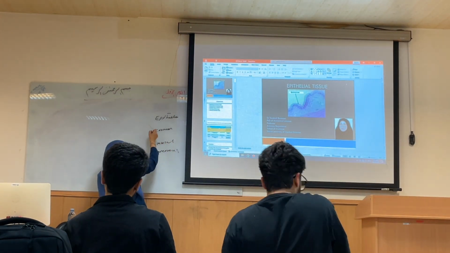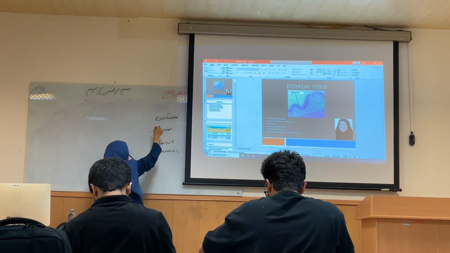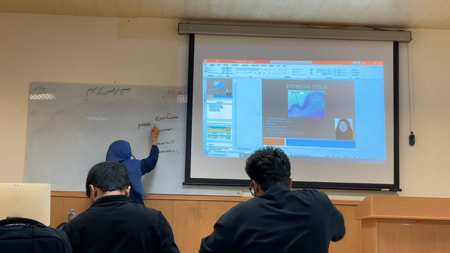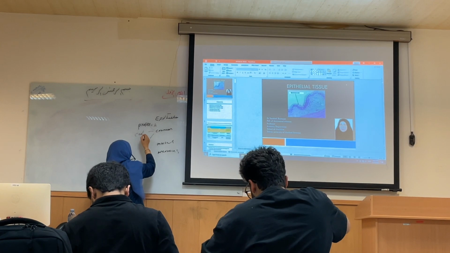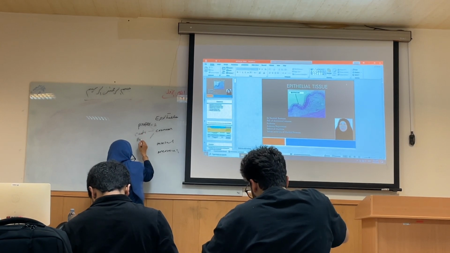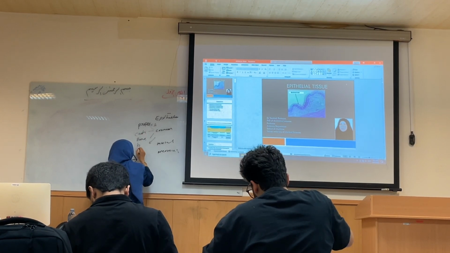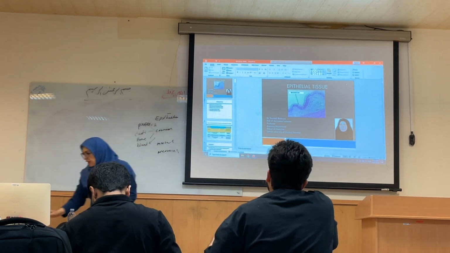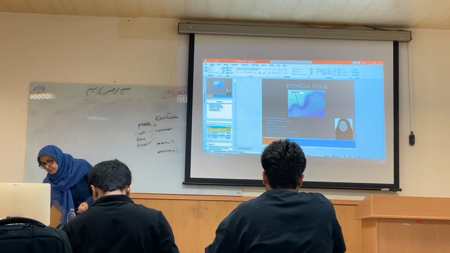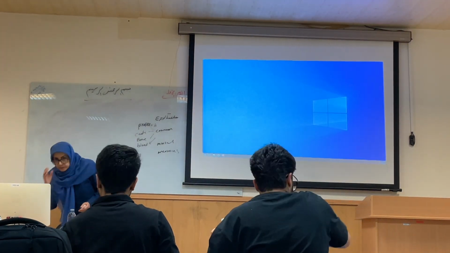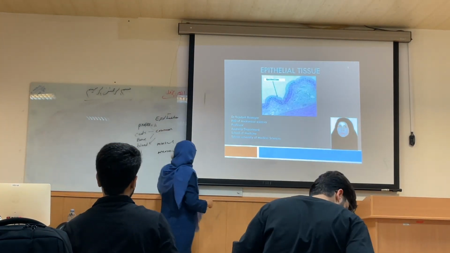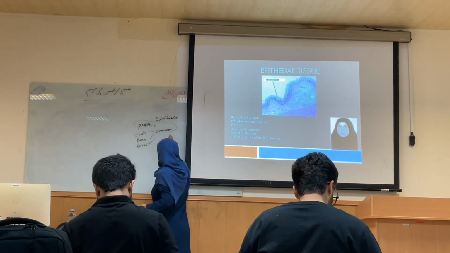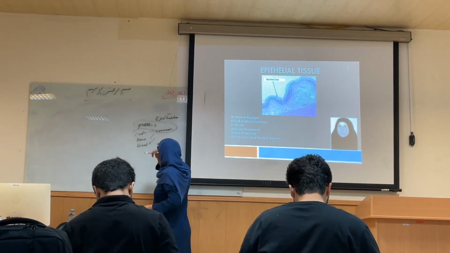Connective tissue again has some special types: proper and adipose tissue, cartilage, bone, and blood. But today we have two topics: epithelial tissue, then proper connective tissue and adipose tissue.